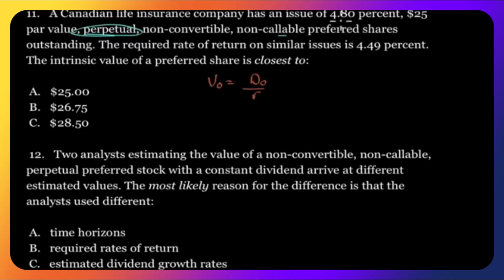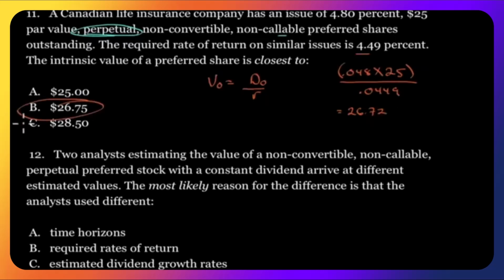So do I have my dividend? Well, it's a 4.8%, $25 par value. So my dividend is 0.048 times 25. There's my dividend. Over, I need my R, required rate of return is 4.49, 0.0449. So it's 0.048 multiplied by $25 to get my dividend, divided by 0.0449, and I will get 26.72. Do I have that? 26.75. Let's call it a day.